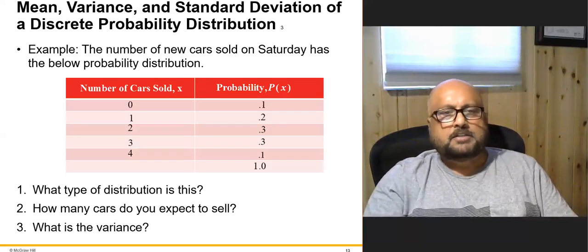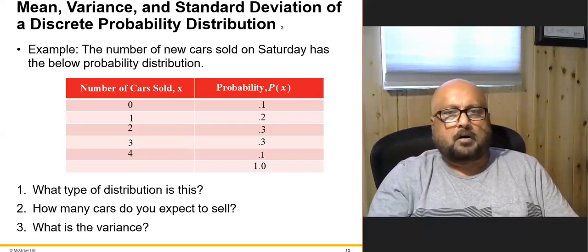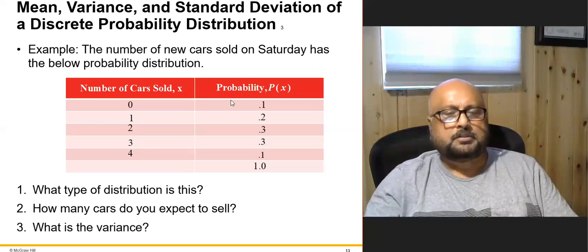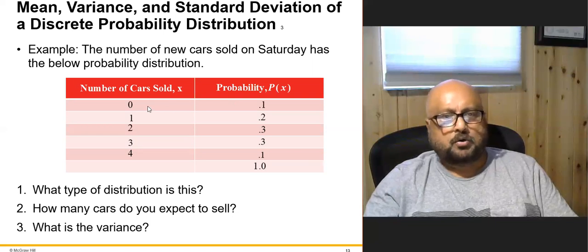All right, so this is an example here. The number of cars sold on Saturday has the following probability distribution. You have cars sold: 0, 1, 2, 3, 4. This shows the cars sold, and this is the probability of those. And again, the total probability should add up to 1.